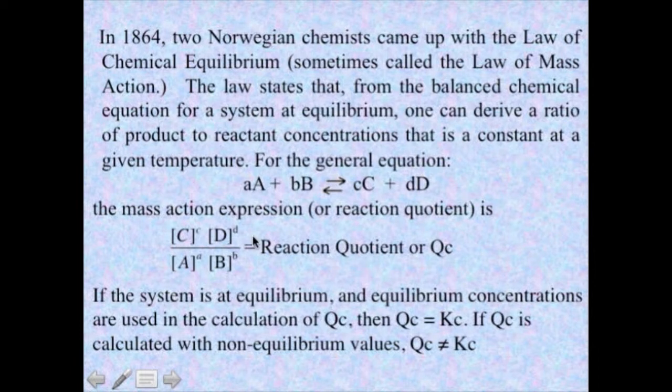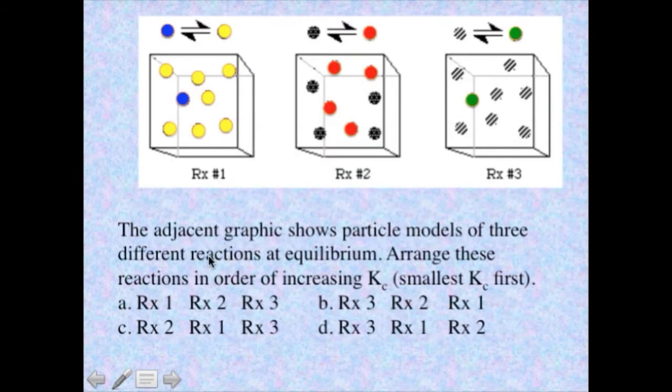But it doesn't have to be at equilibrium. If Qc is calculated with non-equilibrium values, then this ratio divided out is not going to equal the equilibrium constant. Read this question and answer it as you put the playback on pause, then come back and we'll discuss it.